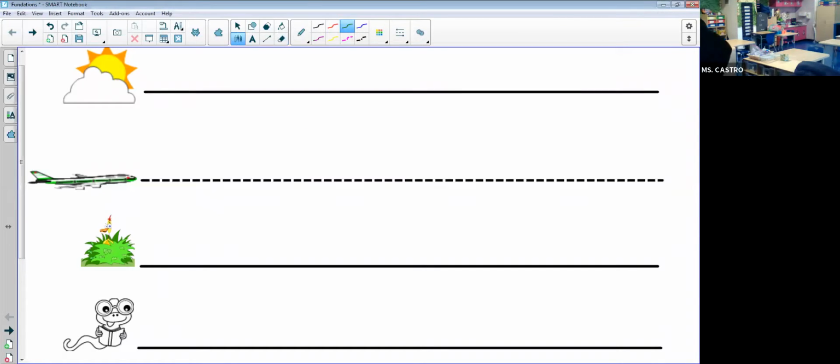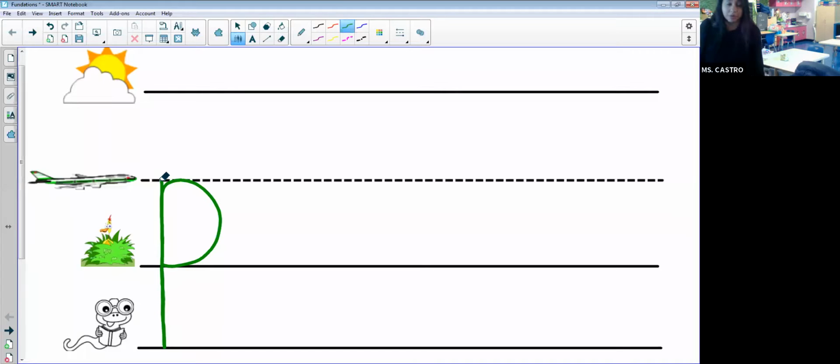All right, so I'm going to start at the plane line. I'm going to go straight down to the worm line. You have to trace that line right back up to the plane line and make a loop and curve into the grass line. That's how you form the lowercase p. I'm going to show you again.